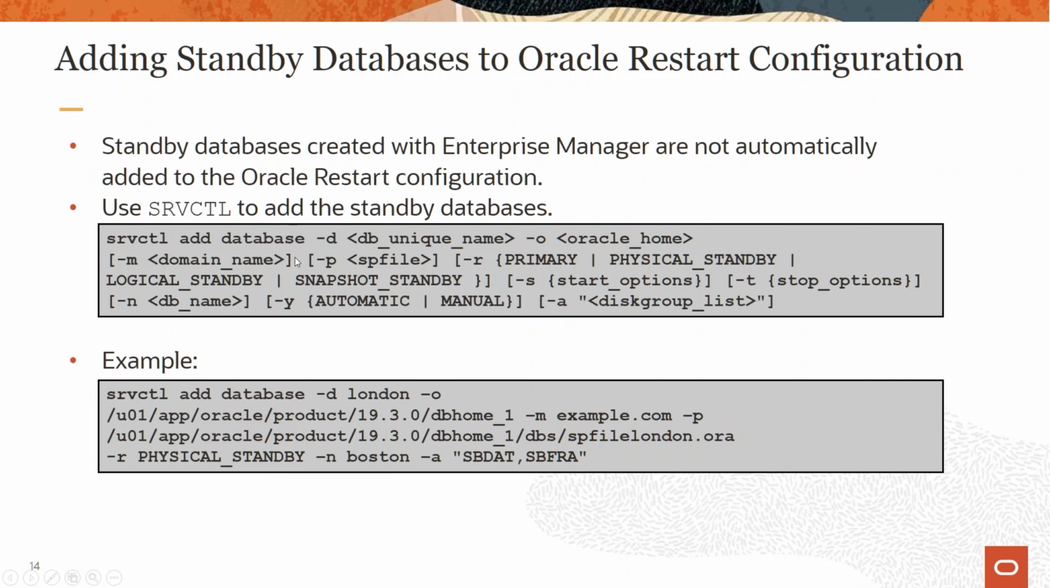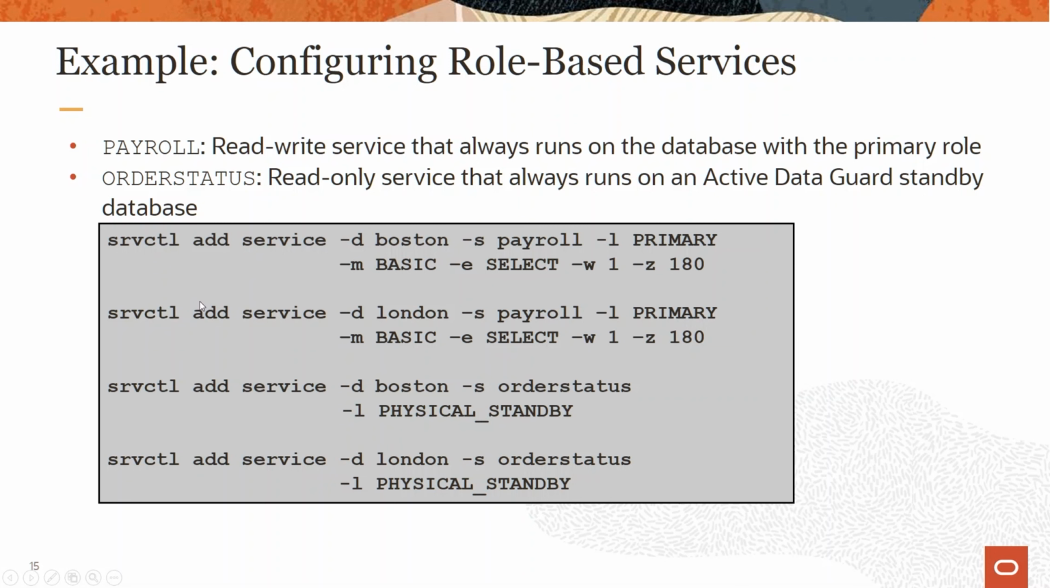Now here's an example of configuring role-based services. So we want to add a service called payroll, and this is a primary database role. And also for the London database, we have a primary role. So if Boston becomes primary, start this service. If London becomes primary database, start this service. And also enable transparent application failover, so the session failover feature.